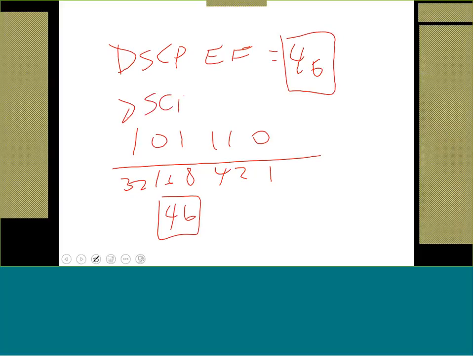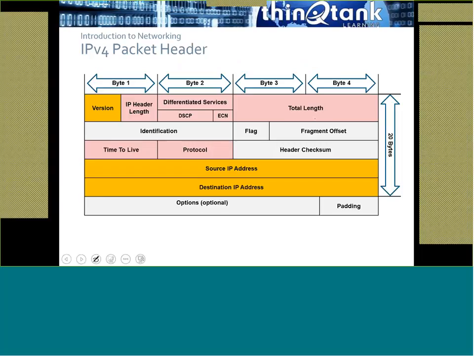DSCP best effort equals 0, or just 0, because all the bits are 0. All right? So what's the bottom line here? This field here, actually the whole byte, is used for QoS. Any discussion beyond that, we really have to get into some heavy-duty talking about QoS, so I'm not going to get into that. But that's what that field is for. Okay?